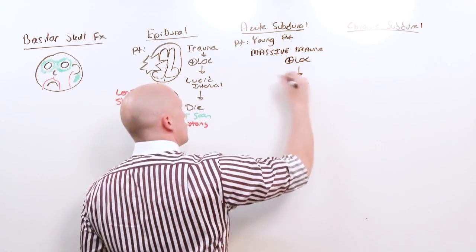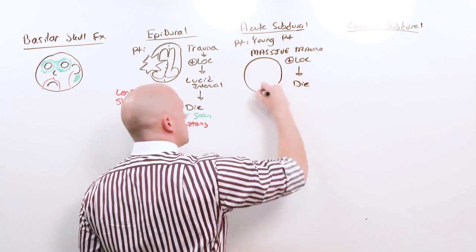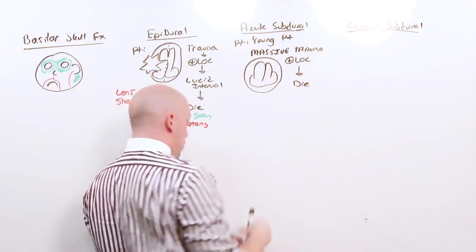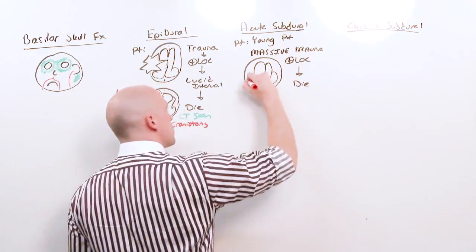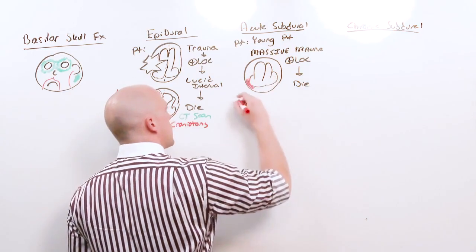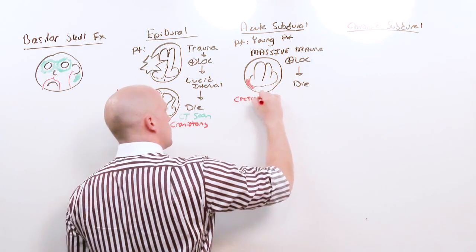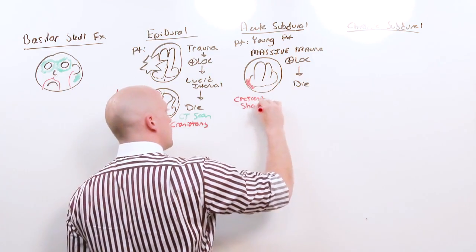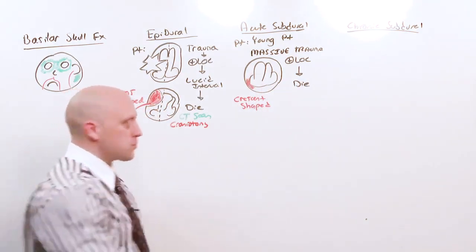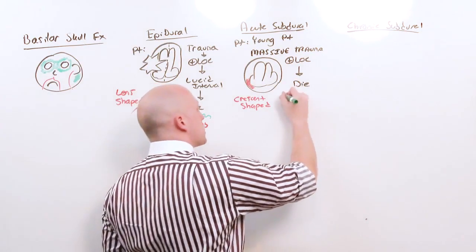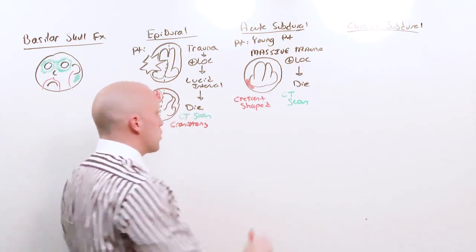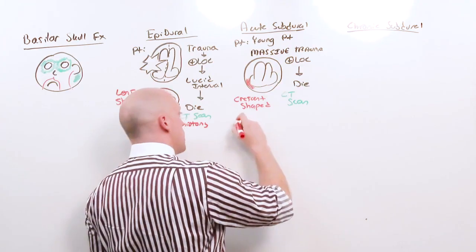There's no lucid interval. What you're going to see on a CT scan is that brain. Only the bleeding happens between the dura and the brain. So you get a crescent-shaped hematoma. A crescent-shaped hematoma is a subdural. You identify it because they had a big trauma with loss of consciousness. They get a CT scan of the head. And the treatment, unfortunately, is more likely praying than anything else.